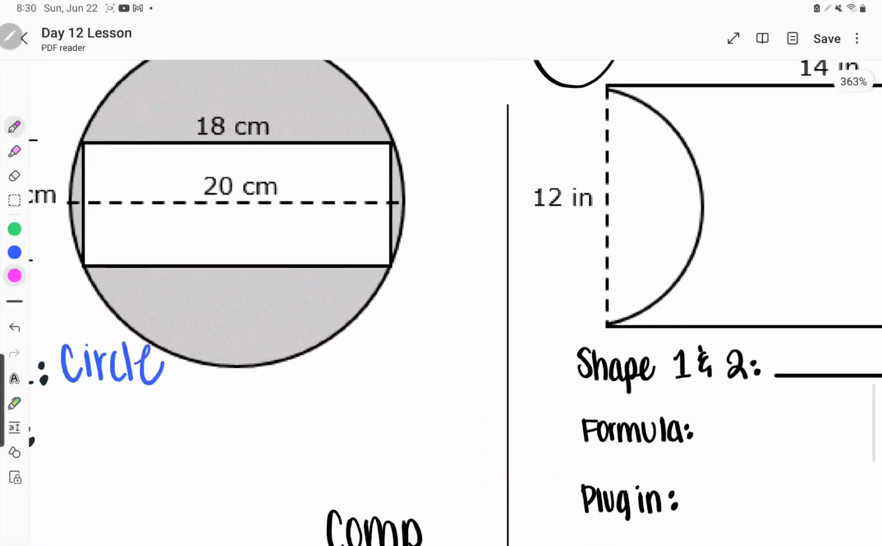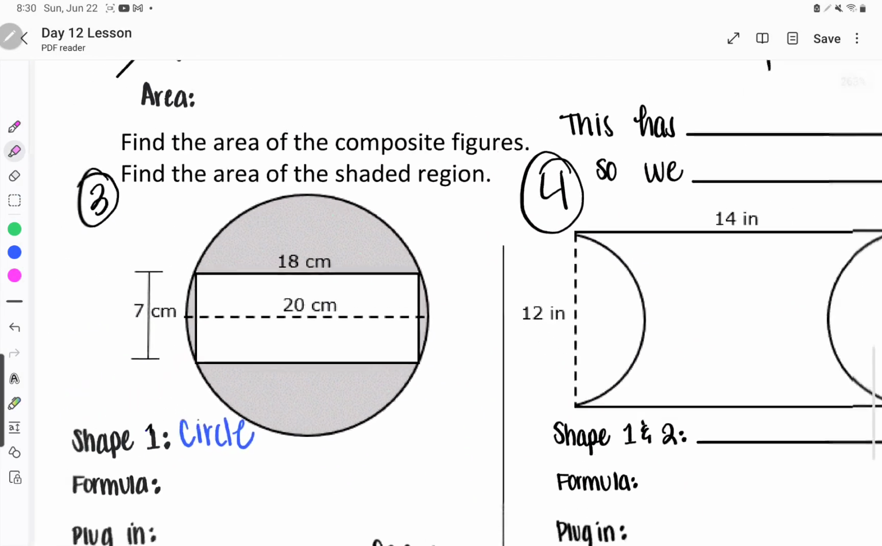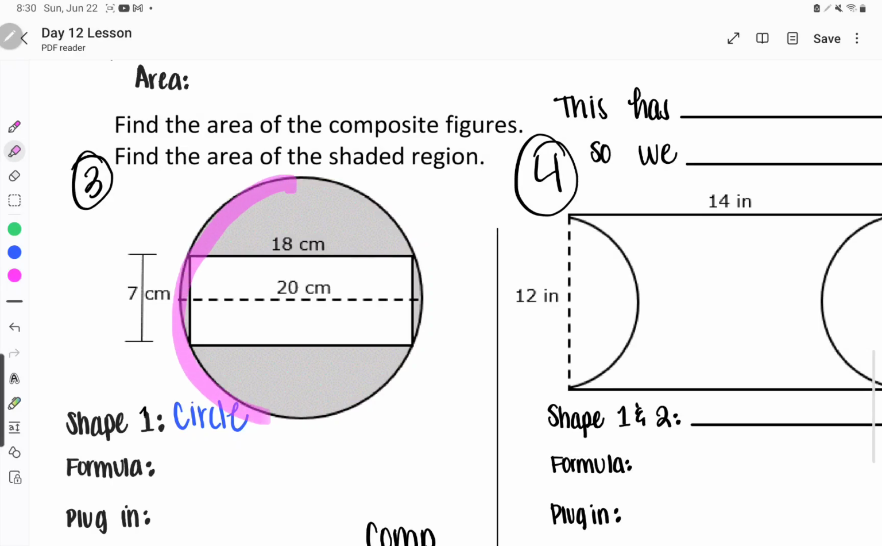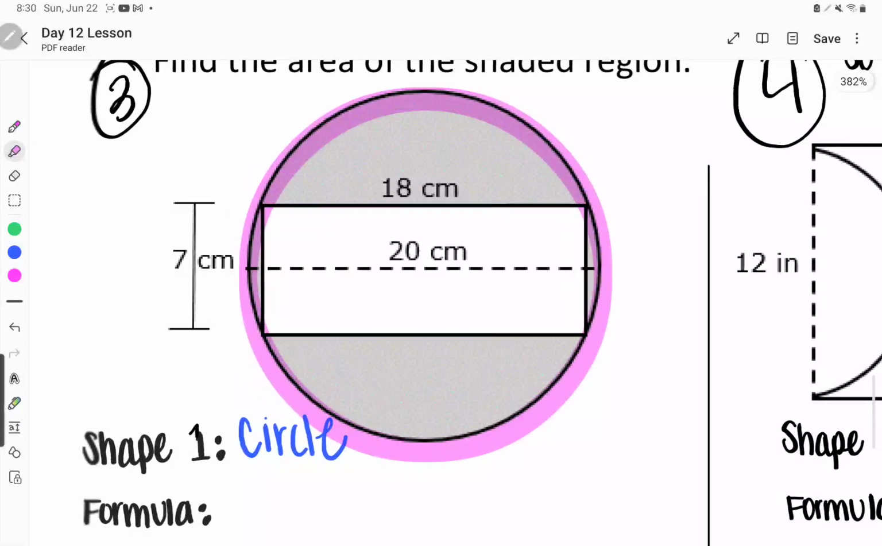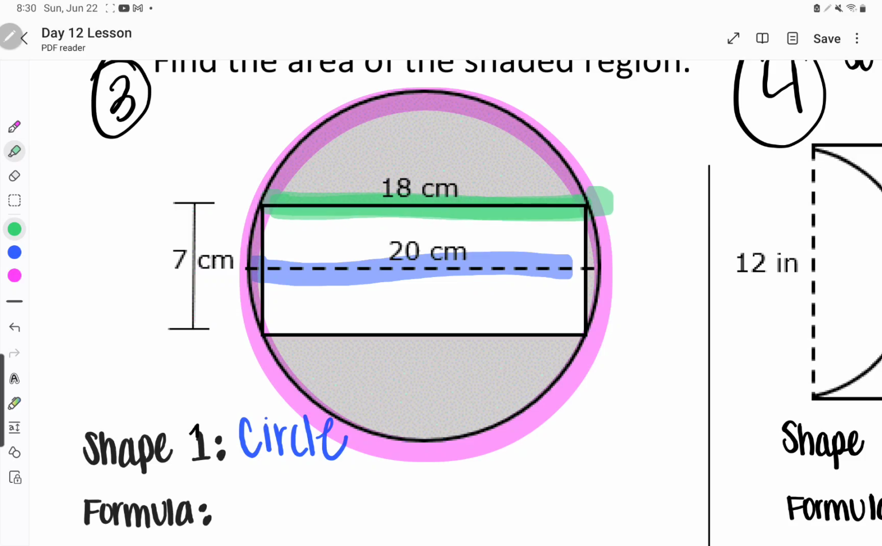We're going to start with the circle because it's the bigger shape. Now, with this circle, I have to figure out which number is in the middle of this. So I actually see two numbers here. I see 20, and then I see 18, which is what I just highlighted green. So this right here is 18. And then I see 20, all right?